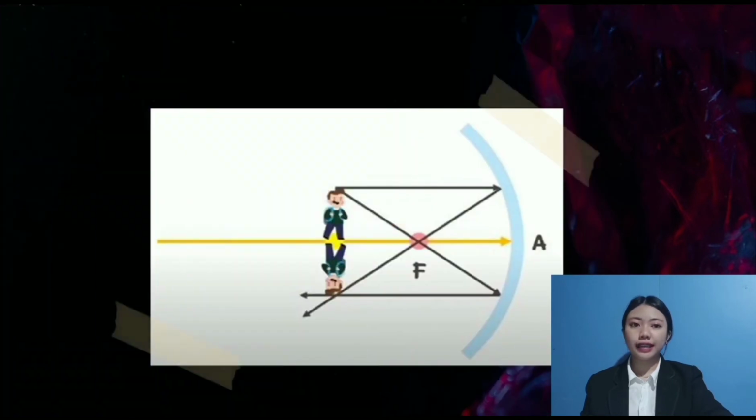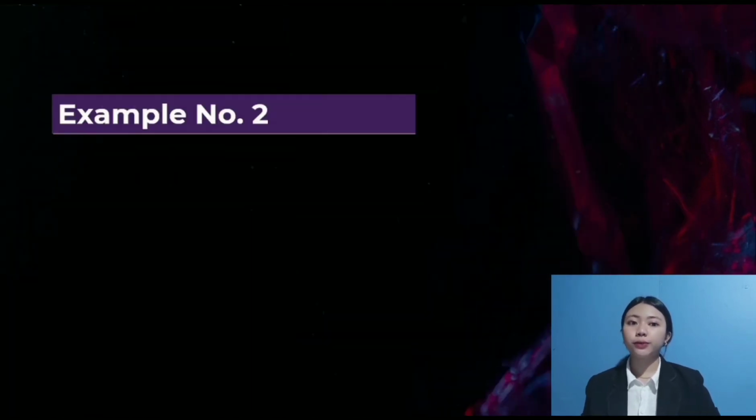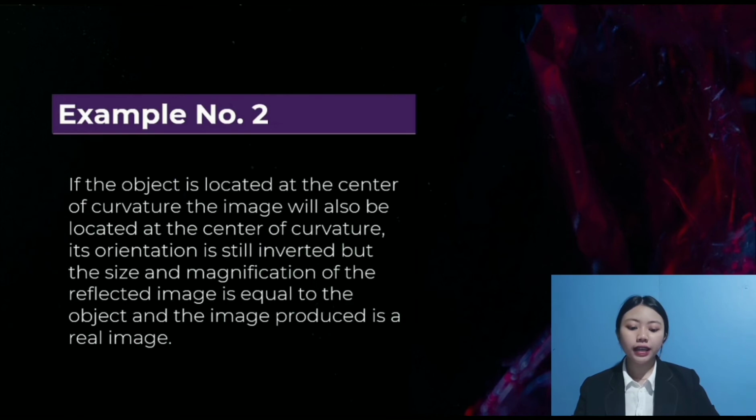Okay, so for the next example, this is the picture, and going to the next slide. Example number 2: if the object is located at the center of the curvature, the image will also be located at the center of the curvature. Its orientation is still inverted, but the size and the magnification of the reflected image is equal to the object, and the image produced is a real image.